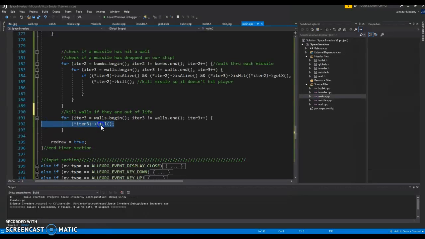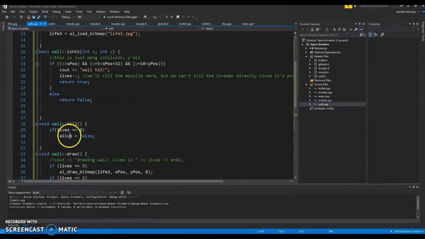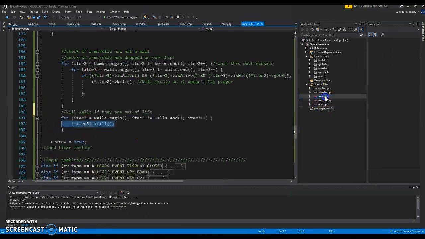A better name for this function instead of kill actually would be cull. We are culling the dead walls because we're not going to kill the wall unless it's actually out of life. If you take a look here, the first thing the kill function does is check if you're out of lives, and it only actually sets the wall as dead if you're out of lives. So this is really culling the walls that are already dead, not killing live walls.